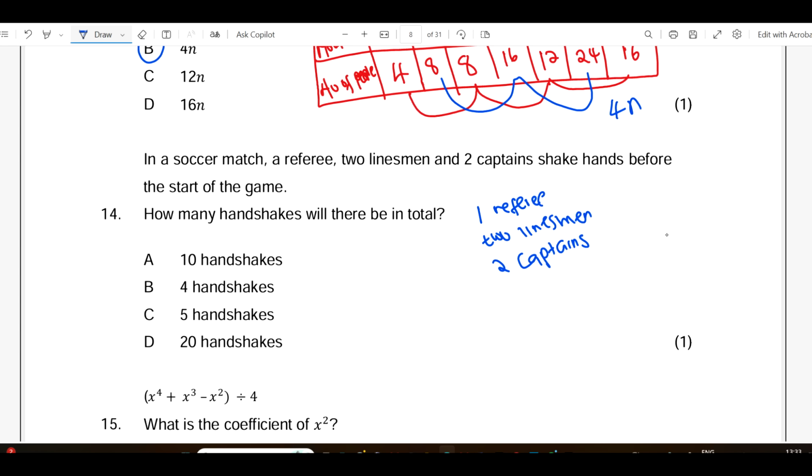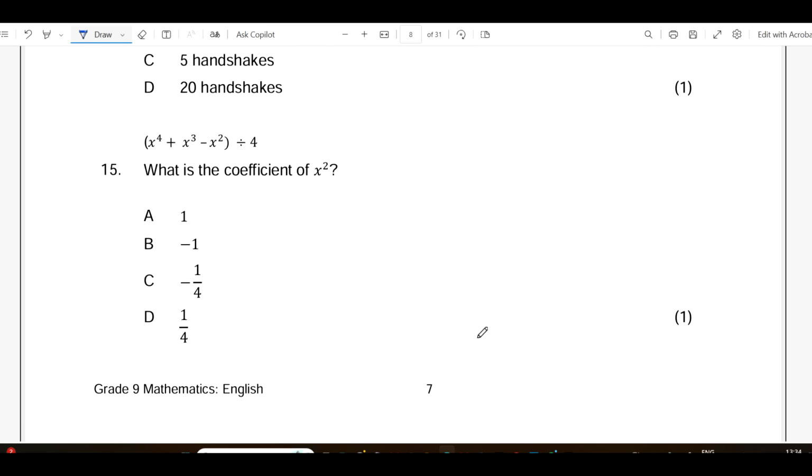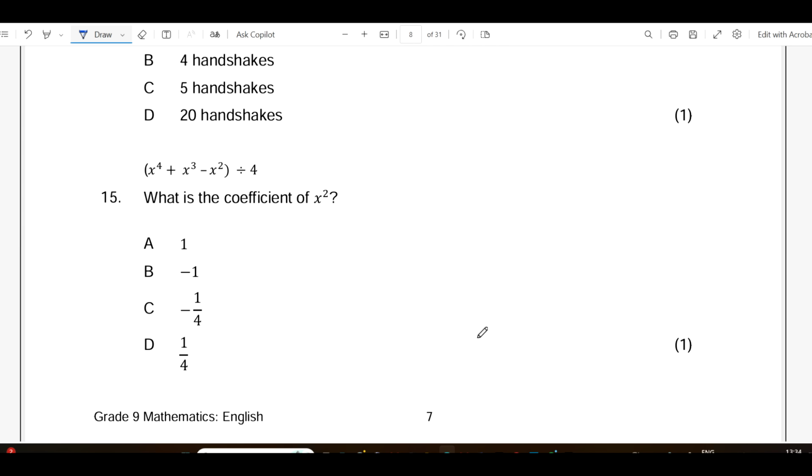So if they shake hands before the start of the game, how many handshakes are going to be there? This is simple. Just multiply all these people by 2 because they will shake hands. It's 10. The answer is 10.